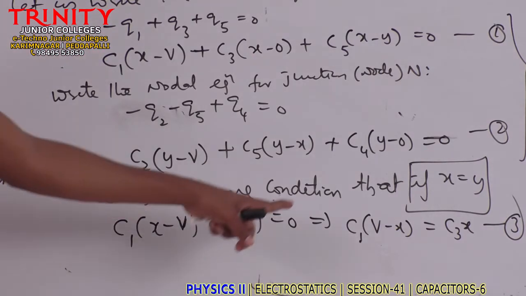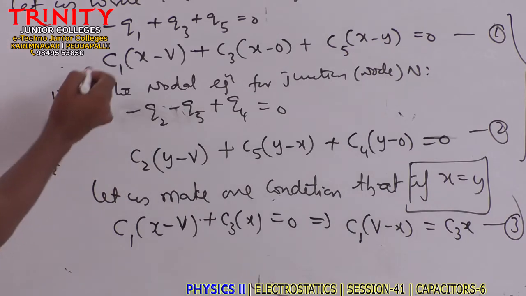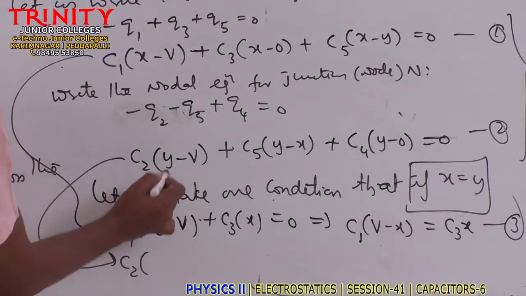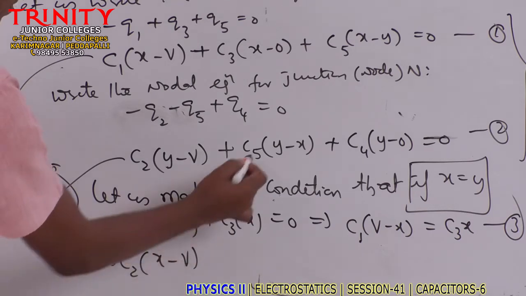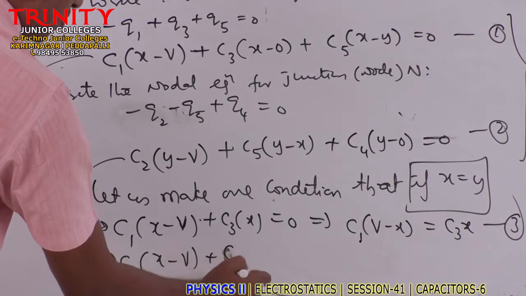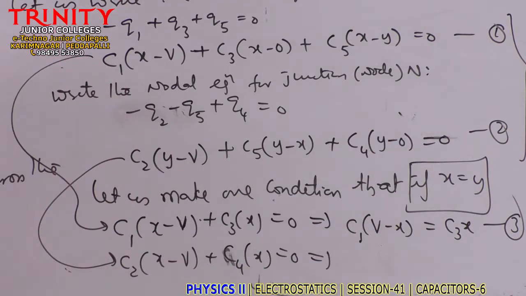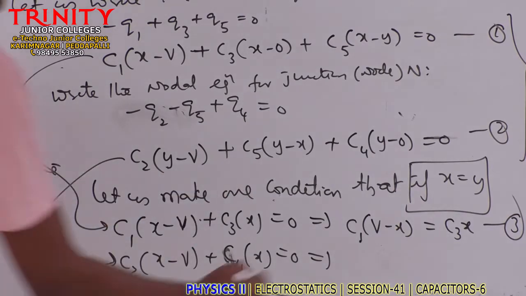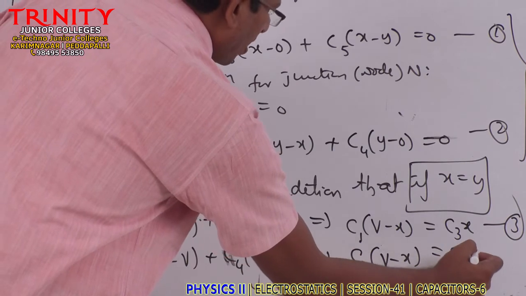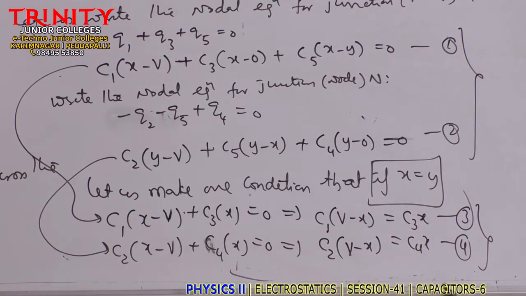See, X minus V I change to V minus X there, taking to the other side. And this equation, how will it change? C2 into, because Y equal X, I can write X minus V plus C5 into, this is anyway 0, plus C4, I can write Y equal X, therefore I can write 0 again. So taking the right side, I can write C2 into V minus X is equal to C4X. This is equation 4. So these two equations are very important here.